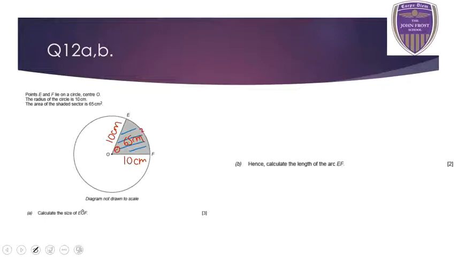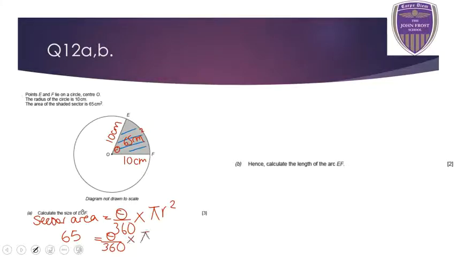Okay, now in order to work out the sector area, it is theta over 360 times, well, the whole circle is pi r squared. So basically what you're doing is a fraction of the whole circle. But some of this we know. For example, we know that the sector area is 65, and that's equal to theta over 360 times pi times 10 squared. And all you've done there is substitute in what you know.